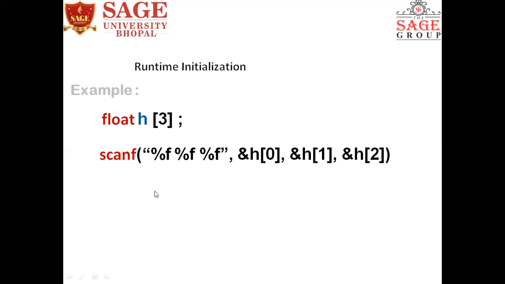Here you have to use the scanf function. Here you can see that the array type is float, so you have to use %f here. And you are scanning values at the H0 location, H1 location and H2 location. Whenever the user provides 3 values, they will automatically be stored at the 0th location, first location and the second location of the array. So this is all about the runtime initialization of the one-dimensional array.